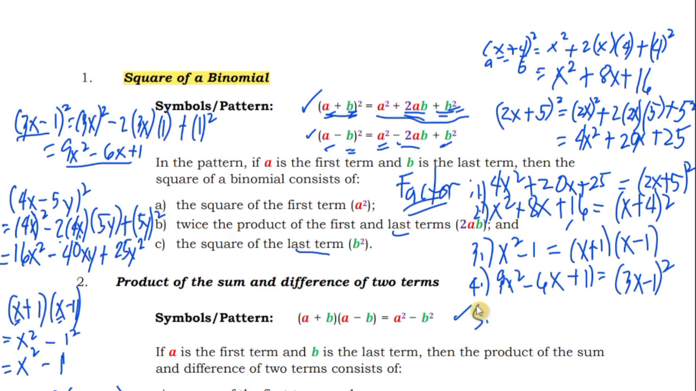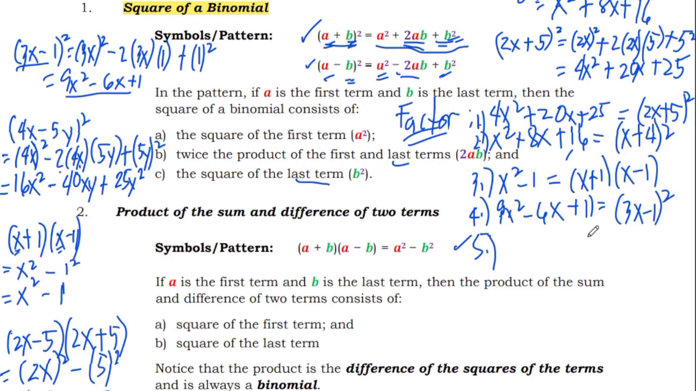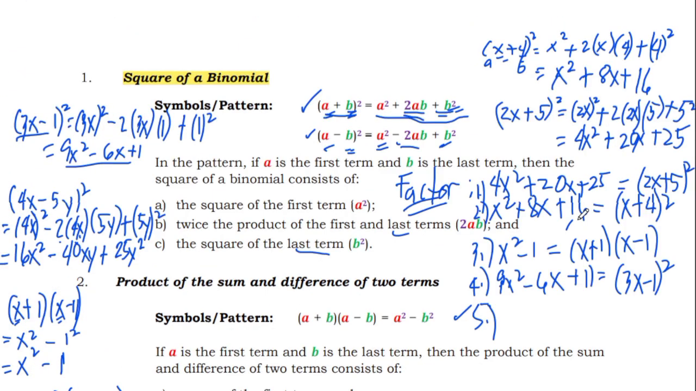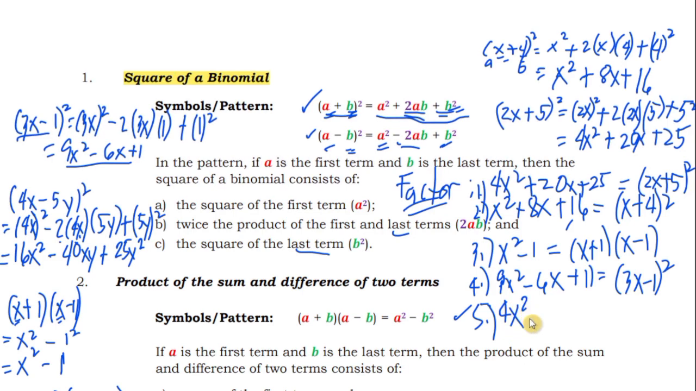Then for number 5, I have to erase this one for a while. So we have here 4x squared minus 25. So the factor now is 2x minus 5 times 2x plus 5. Okay.